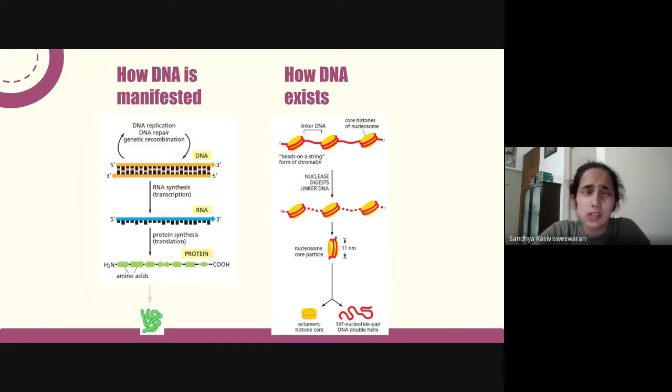Another thing that we know is how DNA exists. DNA is coiled around protein structures, and we've covered this. So who can tell me what these proteins are called? So these proteins are called histones, and they form a nucleosome. So this is how DNA exists.